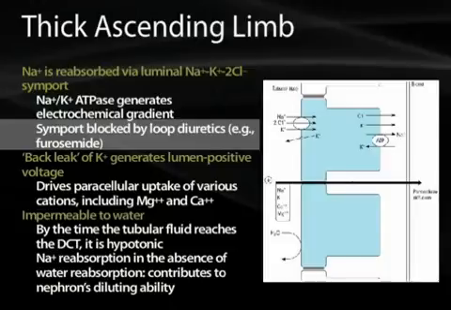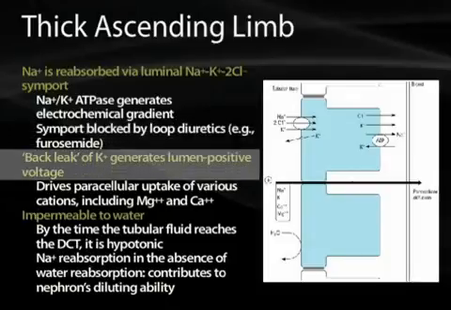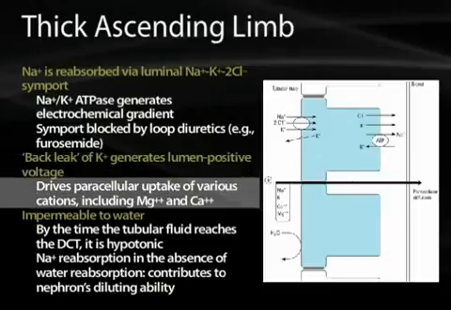The channel activity is also dependent on potassium backleak through the cellular membrane into the tubular lumen. This backleak creates a lumen-positive voltage. The lumen-positive voltage drives the paracellular uptake of other cations, both sodium as well as potassium, but more importantly, magnesium and calcium. This is why, in the setting of increased calcium concentrations in the blood, loop diuretics are often given.